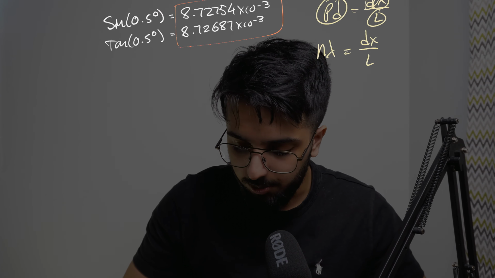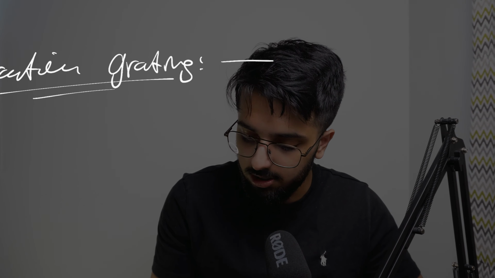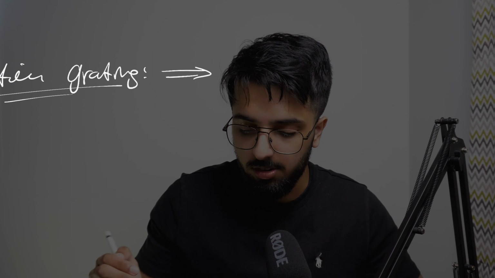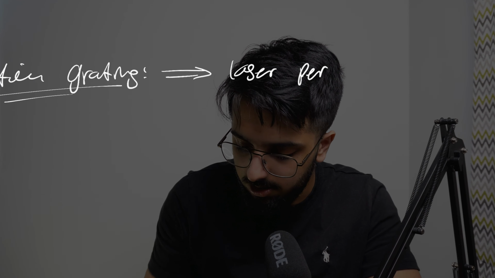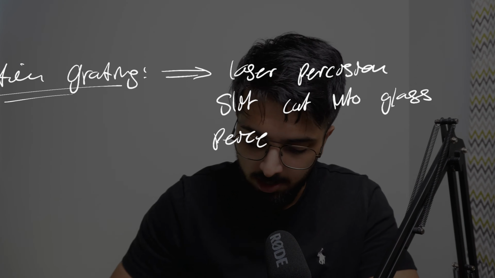And this is where we come along with the idea of a diffraction grating. A diffraction grating is essentially just a piece of glass with many, many slits. It's like laser precision slits cut into a glass piece. And with our diffraction grating, our equation n lambda equals d sine theta also holds up.